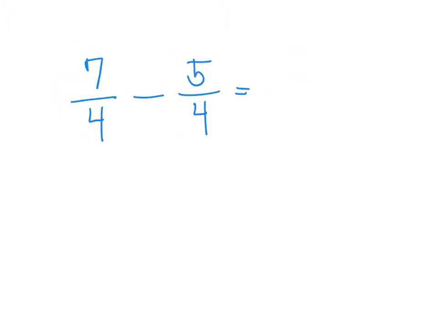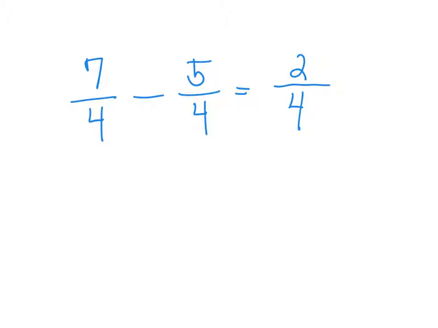Next one is 7/4 take away 5/4. Again, these are fractions that we would call improper, but they're fractions greater than 1. And in the numerator, the unit form is the fourths, and the numerator is 7 minus 5 is 2, and the denominator is 4, so it's 2/4.